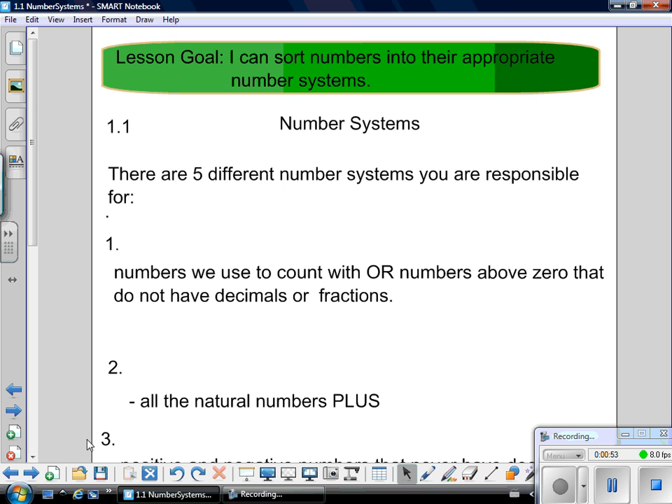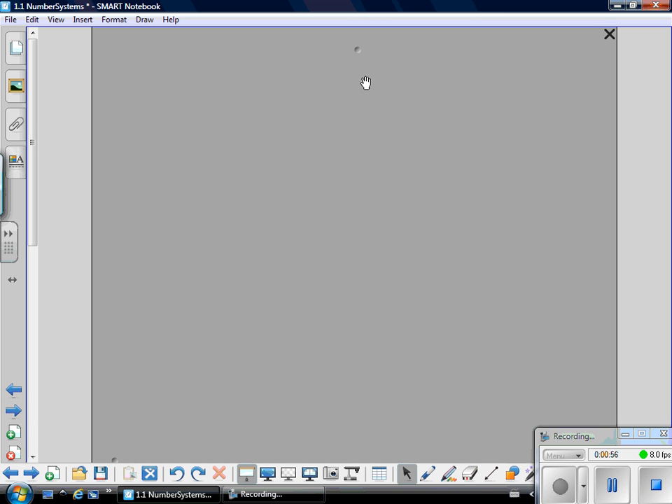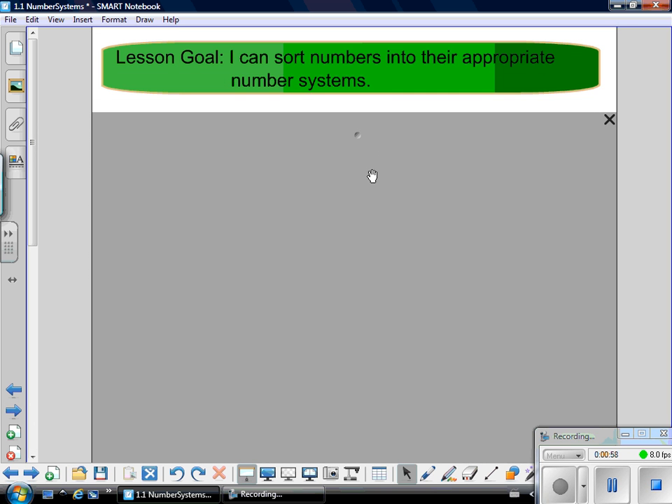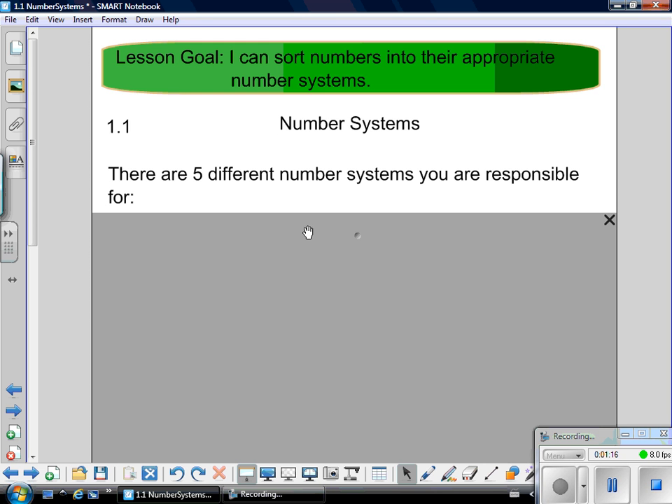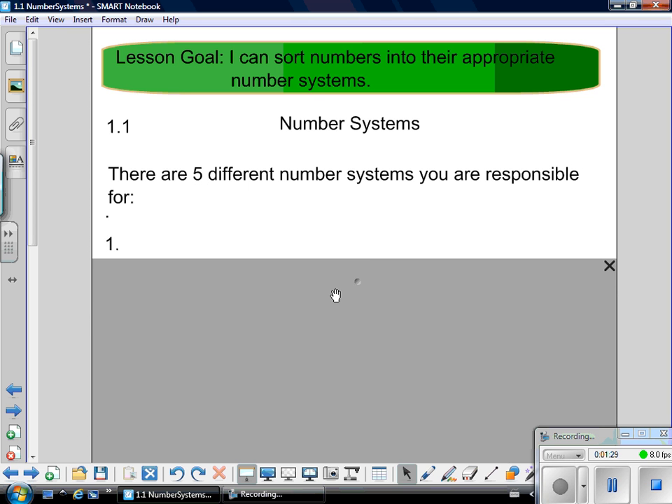Okay, so let's look at today's goal. Today's lesson goal is: I can sort numbers into their appropriate number systems. Now, whether you realize it or not, there is more than one number system that human beings use. In fact, there are 5 different number systems that you are responsible for this year. There are more number systems than 5, however, we're only responsible for 5. So let's look at the first number system.